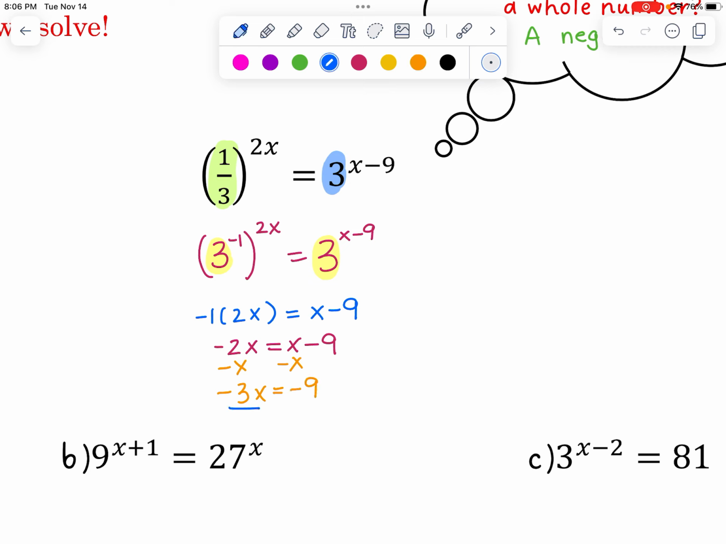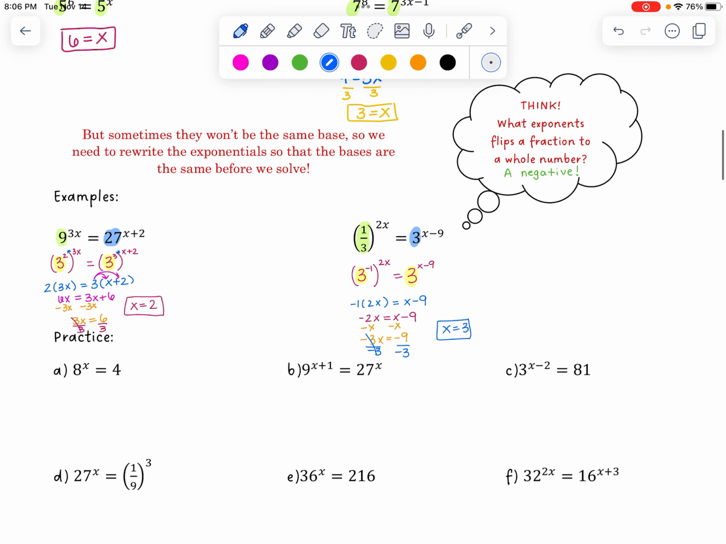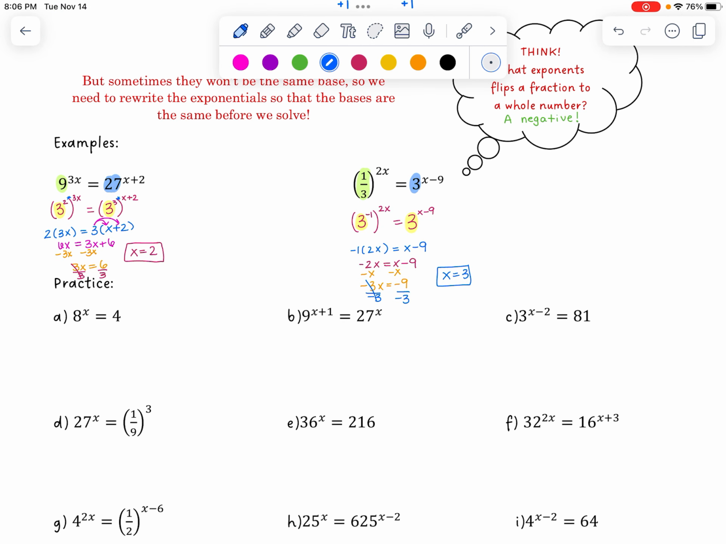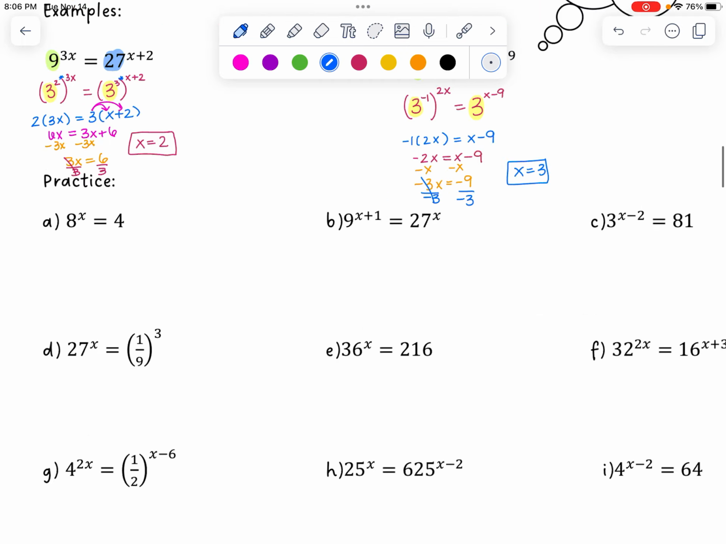Next, I'm going to divide by -3 so it cancels. I have to do that to both sides. And I get x equals 3. All right, if you're feeling confident, pause the video and try some of the next ones. If not, I'll do a few more with you.